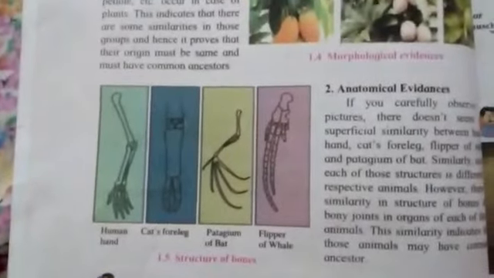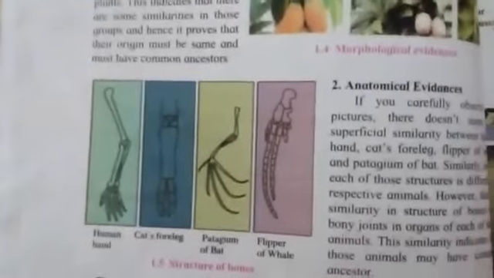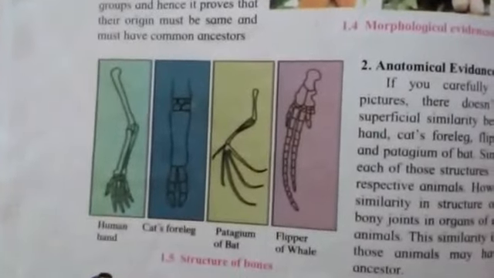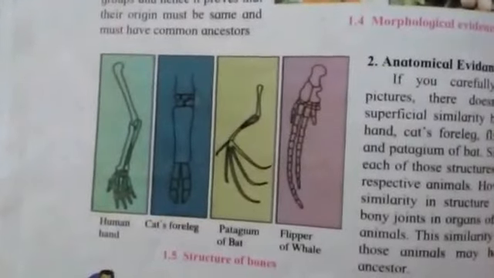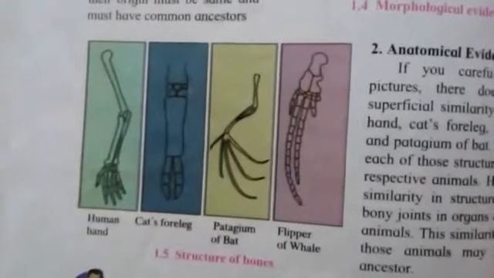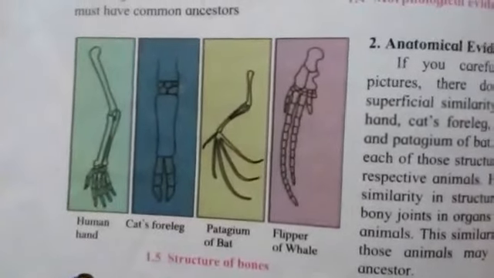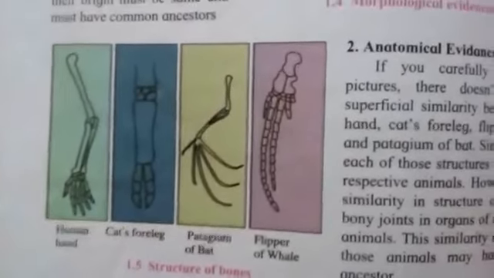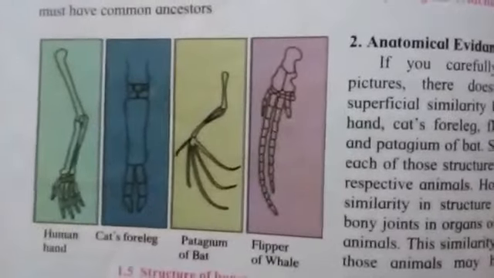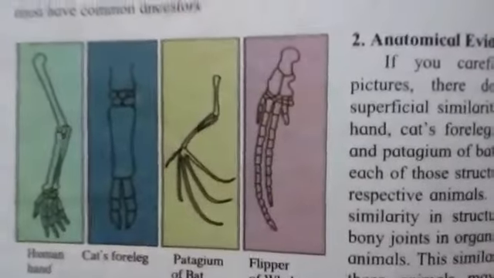Now let's move towards the anatomical evidence. Anatomical evidence means internal structure. Anatomy means internal structure. So you can see the human hand, cat's foreleg, patagium of bat, flipper of whale. There is no doubt that the function of all these organs is quite similar. That means it is used for locomotion. But are they looking very alike? No, they are not, but the structure of the bone is very much similar, which is an anatomical evidence and which again suggests that there can be a common ancestry.